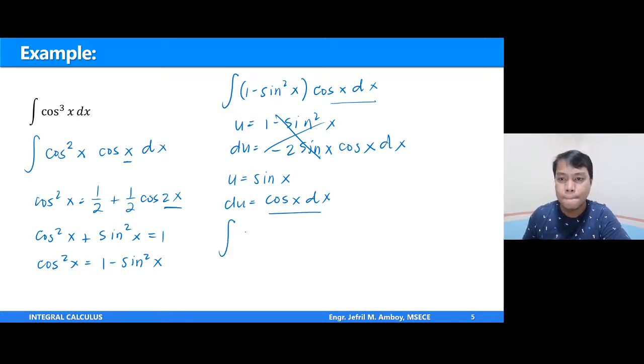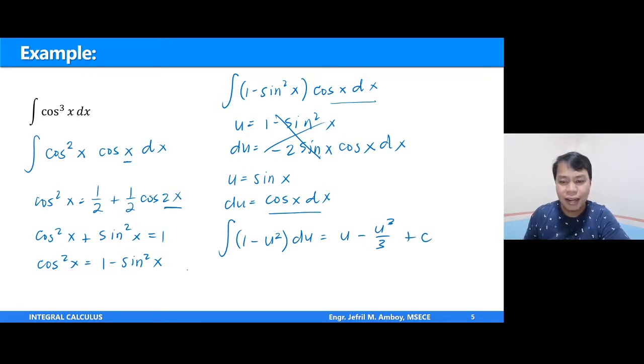Integral of 1 minus yung sine squared, magiging u squared na lang siya. And then cosine x dx is our du. So, pag in-integrate natin yan, madali lang. Integral ng 1 is just u. And then minus, this will become u cubed over 3. And then plus c. Okay?